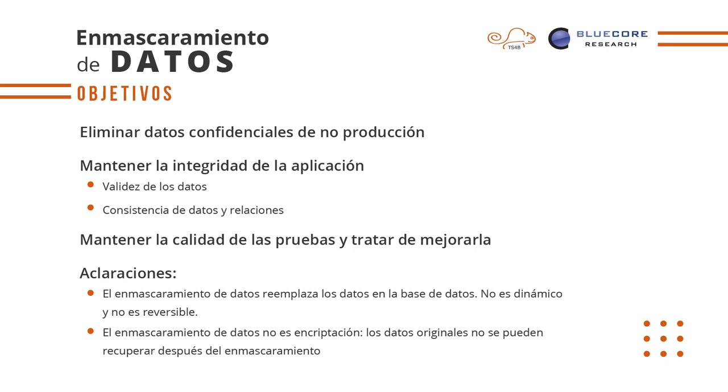The second thing we want to do at the same time is to maintain application integrity. That means data validity, data consistency, relationships within the data. We want the application to be able to continue to use the data. If it's a credit card, it needs to have a valid checksum. If there's a relationship between two tables, two columns, we need to maintain those relationships. The data need to keep being real.